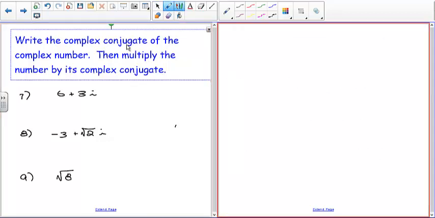Okay, the square root of 8. So what is the complex conjugate of the square root of 8? Well, it's really just the square root of 8, because if you think about it, I've got plus 0i. So this real number is just the real part plus 0 of the imaginary part. So if you multiply it by its complex conjugate, you're going to have the square root of 8 minus 0 times i.